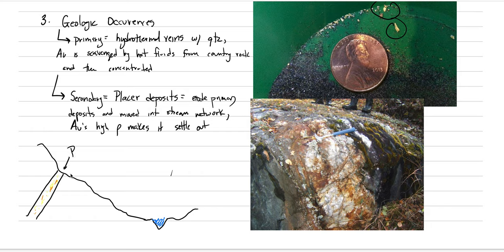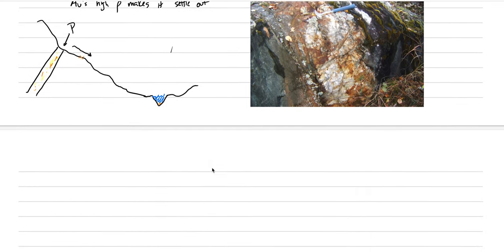But we know erosion is acting, and erosion will carry that material downhill. Sometimes the gold won't travel very far because it's so dense, and you could get little deposits on hill slopes. But most of the time it travels all the way down to the stream, where it will settle out to the bottom of the stream.